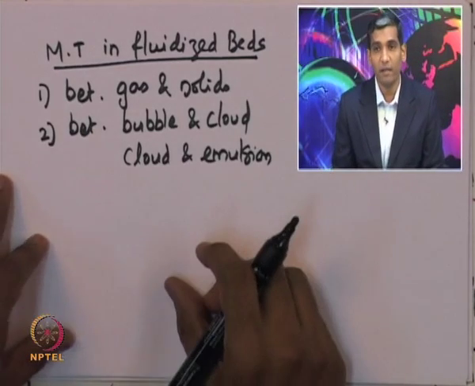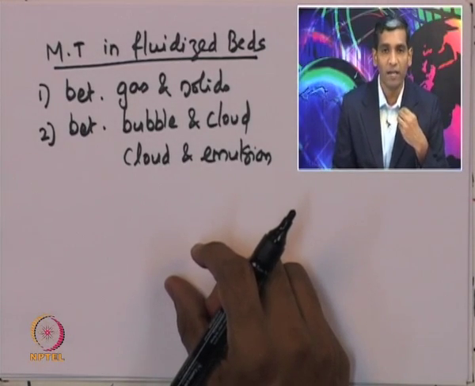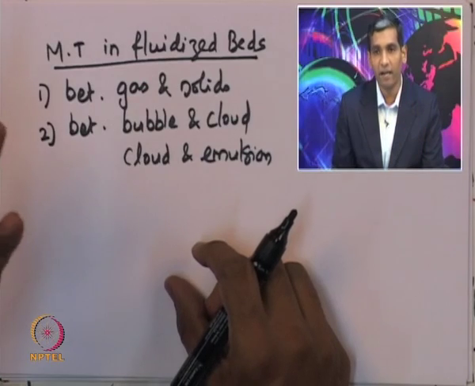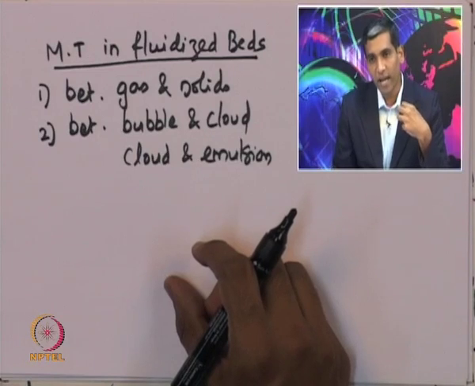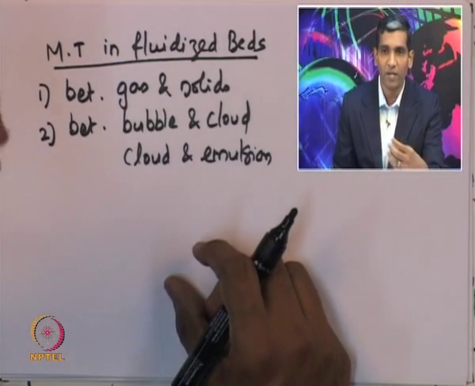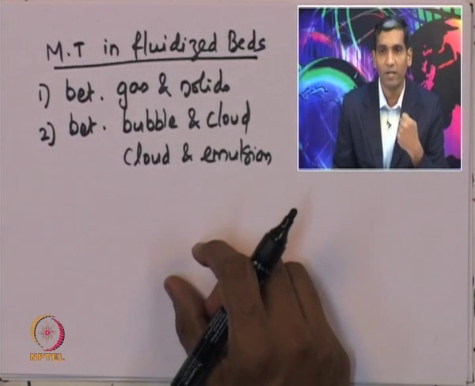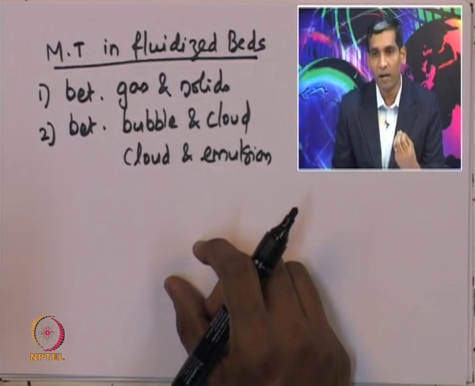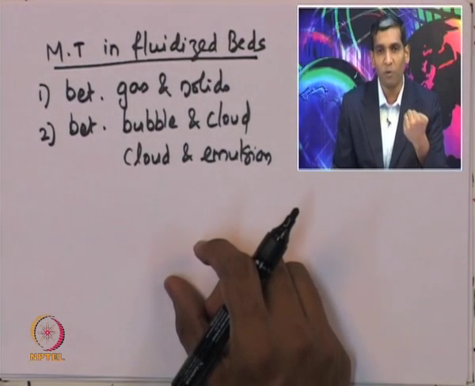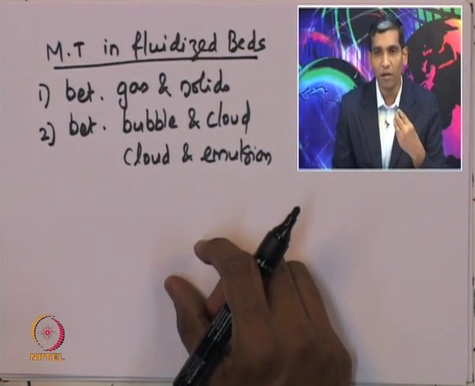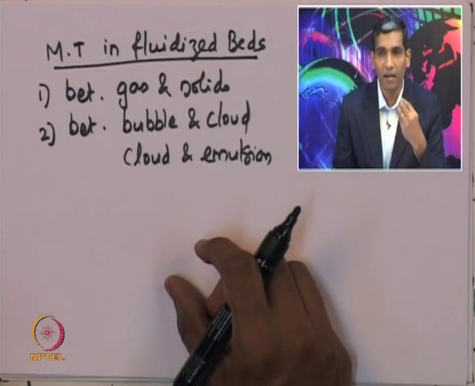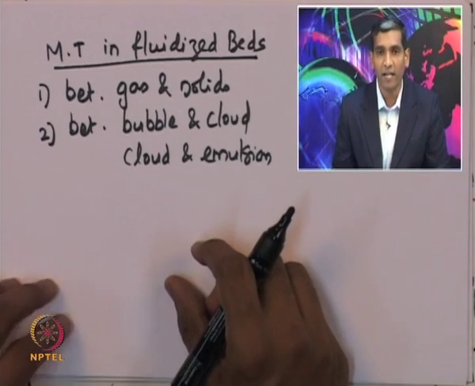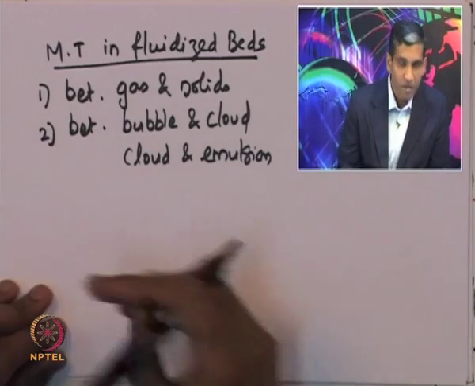So remember that for the catalytic reaction to occur, the reactants present in the gas stream are carried by the bubbles, and this mass transport of the reactants from the bubble phase into the cloud phase, and cloud phase into the emulsion phase, which contains the particles where the reaction occurs, and then the products are transported back. Therefore, the mass transport process in a fluidized bed reactor is in addition to the classical mass transport in gas-solid catalytic systems. So let us look at what happens here.